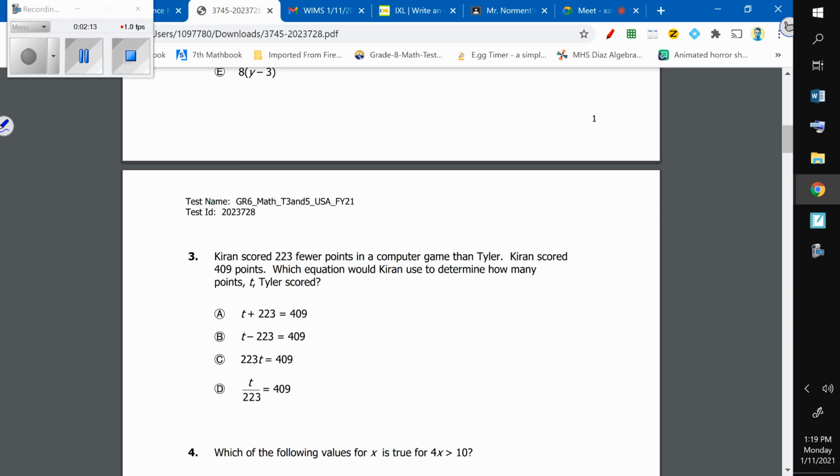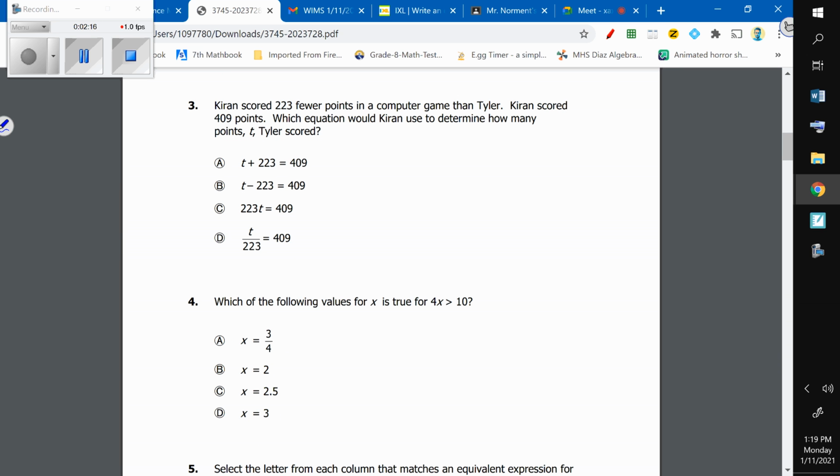Number 3. Kieran scored 223 fewer points in a computer game than Tyler. Kieran scored 409 points. Which equation would Kieran use to determine how many points T that Tyler scored? So one of these equations will give you the correct amount of points that Tyler scored. And you're going to need to figure out which equation will do that. Okay? And it's probably going to involve addition or subtraction, not multiplication or division.